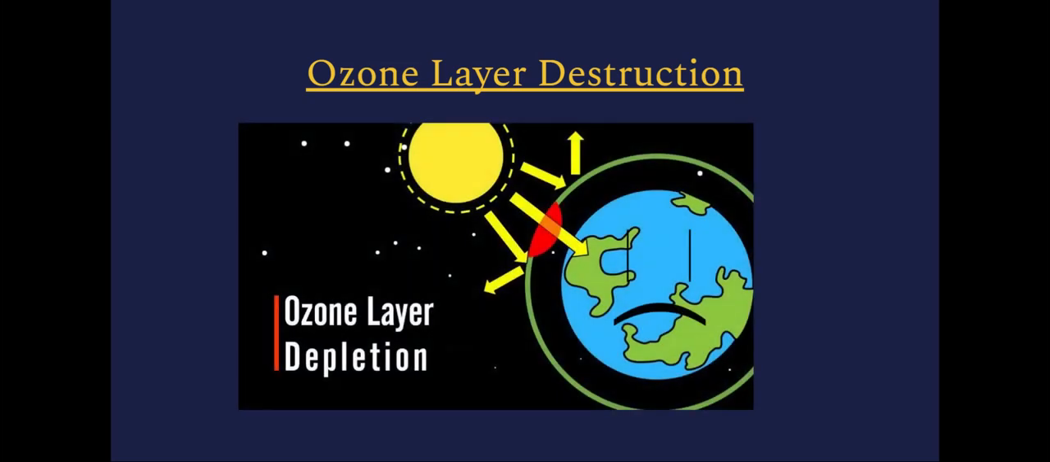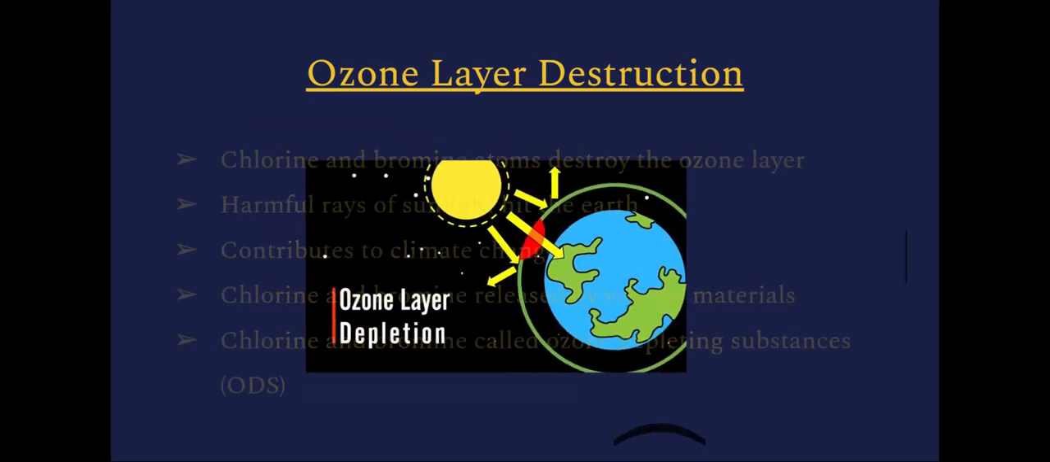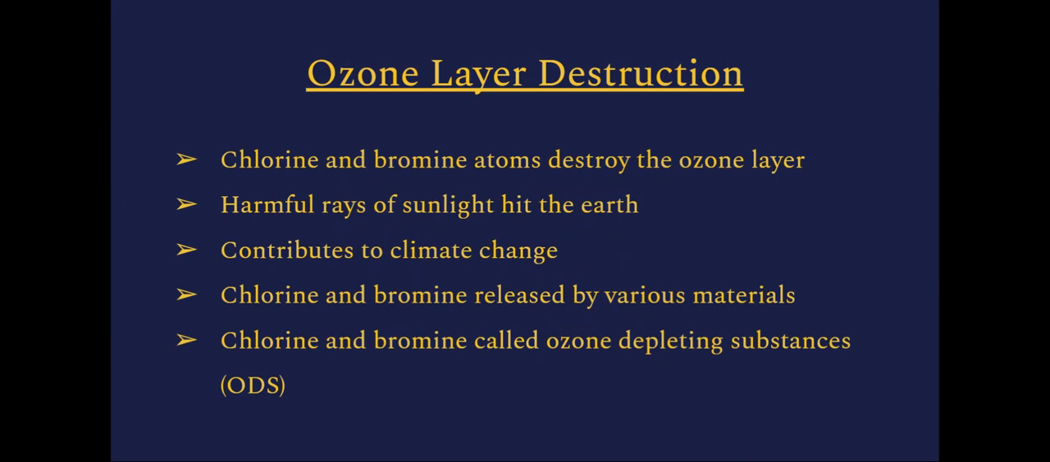When chlorine and bromine atoms come into contact with the ozone layer, they destroy it. The ozone layer can be destroyed faster than rebuilt at this point. When pollution is released into this atmosphere, it reacts with the UV lights in the sun, which causes harmful rays of UV light to hit the Earth. This contributes to climate change.